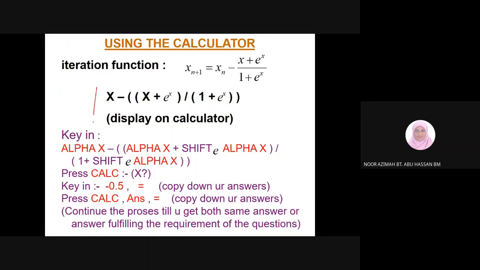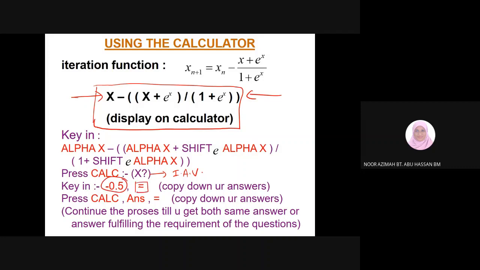So we want this. We want to key this into our calculator and display it on the calculator like this. This is what we want. So how do we enter this function into the calculator? You may follow this step, and then press calc. The first time, the calculator will ask you what is the value of x. This refers to our first initial approximation value. In this question it is given negative 0.5, and then you press the equal sign.